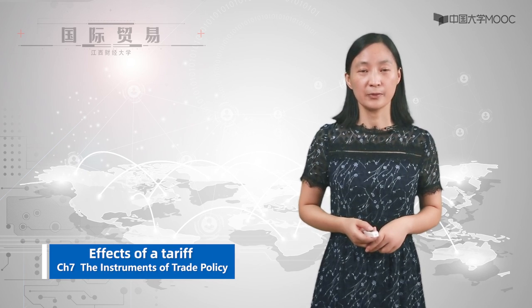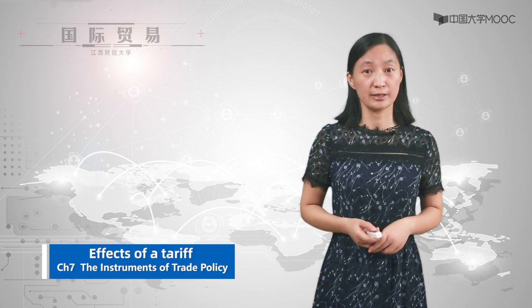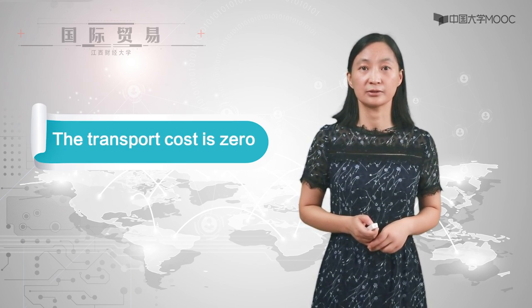This lecture, we will analyze the effects of a tariff. But before we begin with it, we should first derive the world import-demand curve and export-supply curve. Let's suppose there are two countries in the world, home and foreign, both of which consume and produce wheat, which can be costlessly transported between the countries, which means the transport cost is zero.